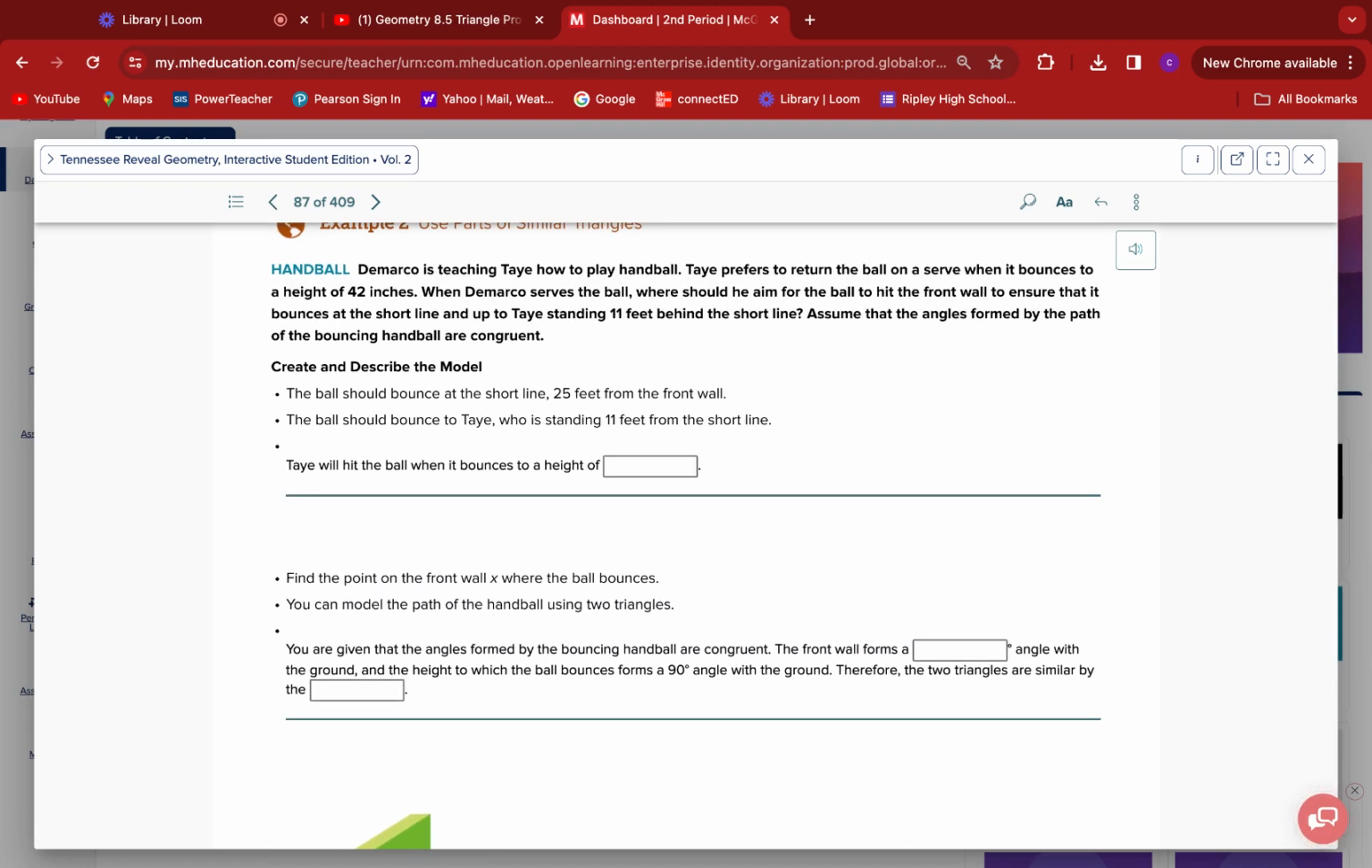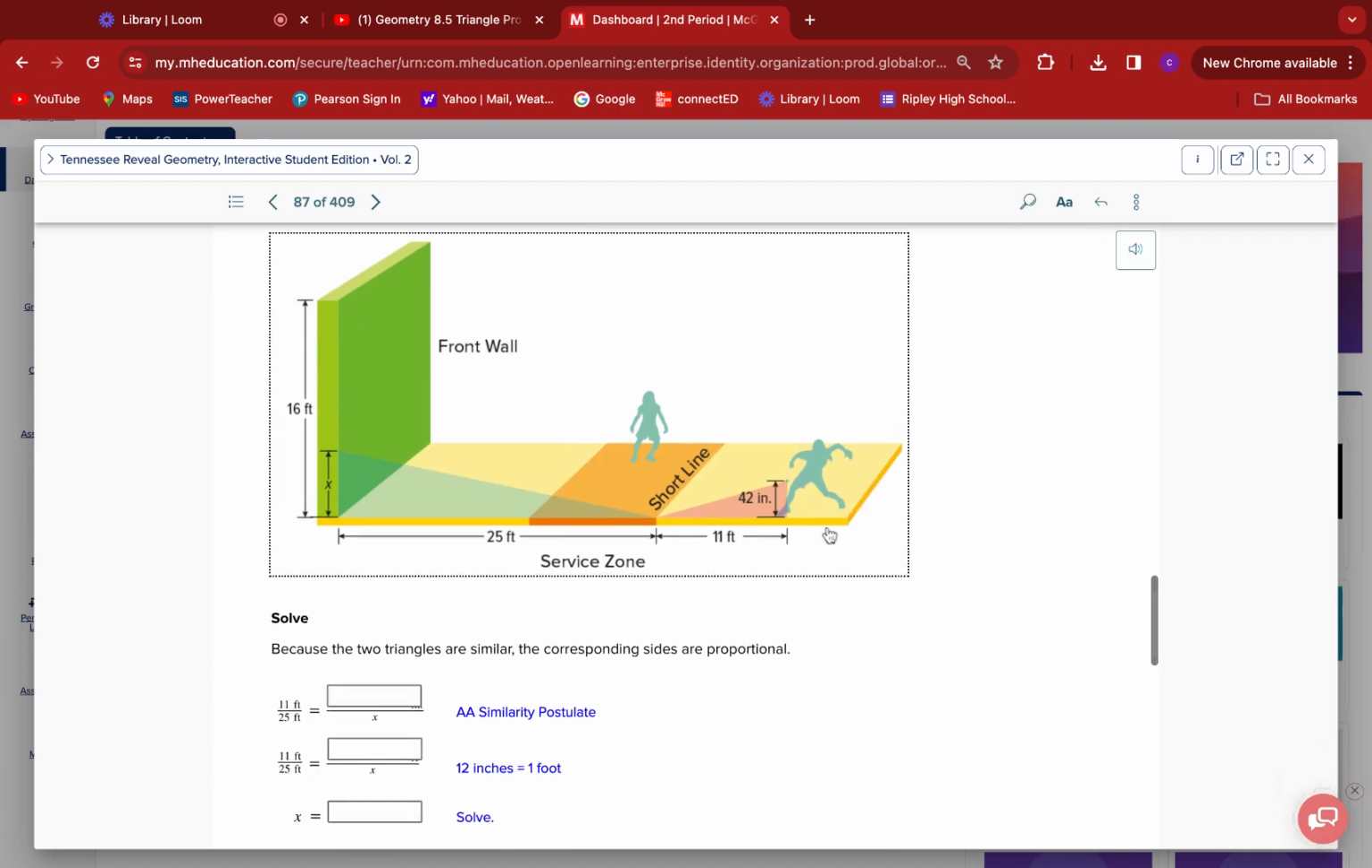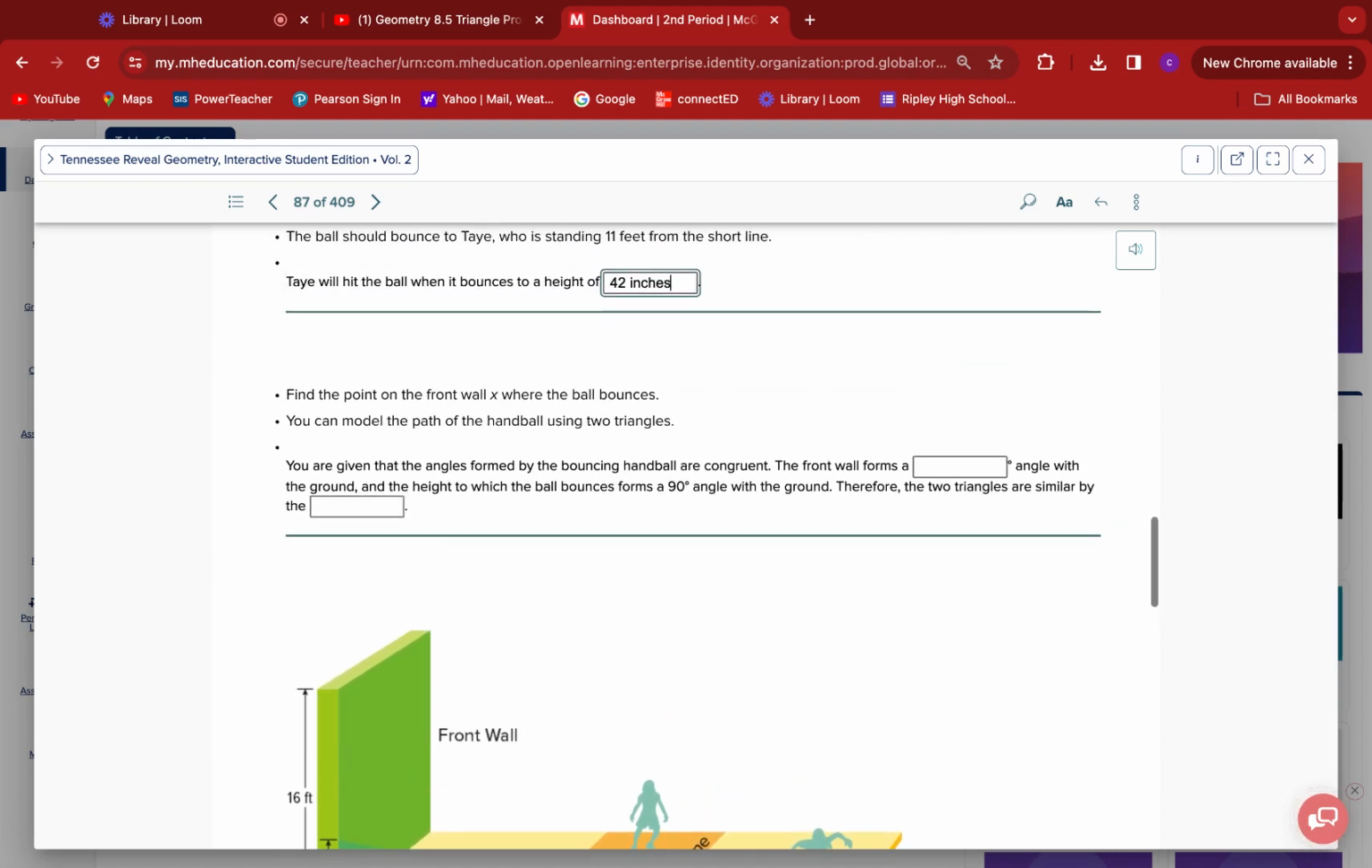So Tay's going to hit the ball at a height of 42 inches. Now, don't forget, we're going to have to change that to feet because we have 25 feet, X feet, and 11 feet. The 42 is not going to work. We're going to change that to feet by dividing by 12.